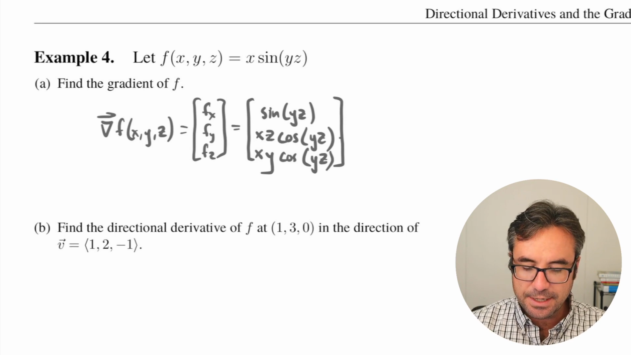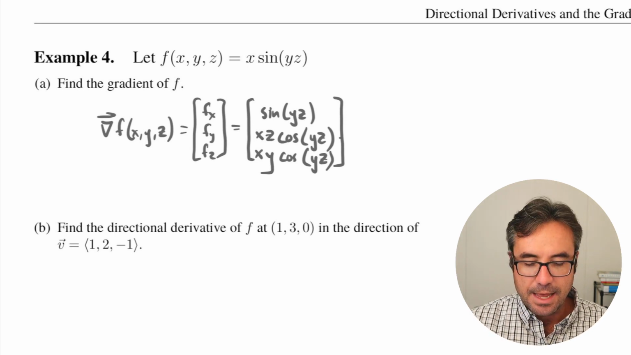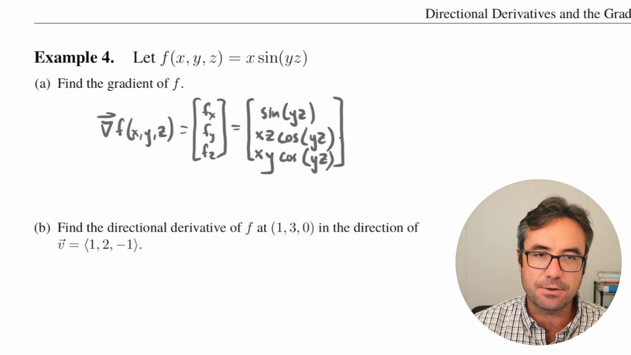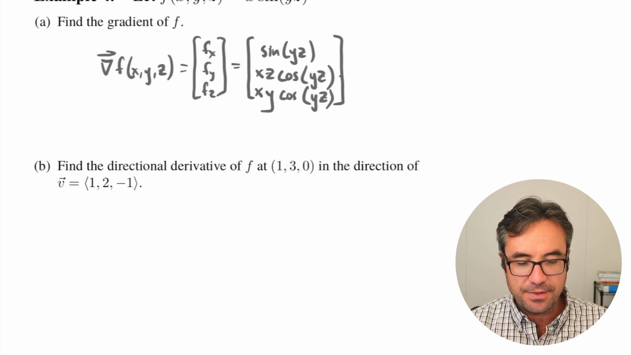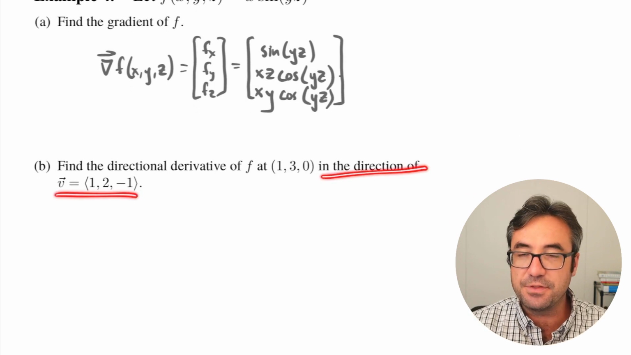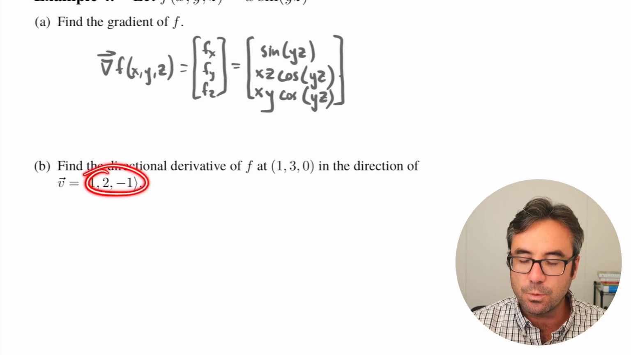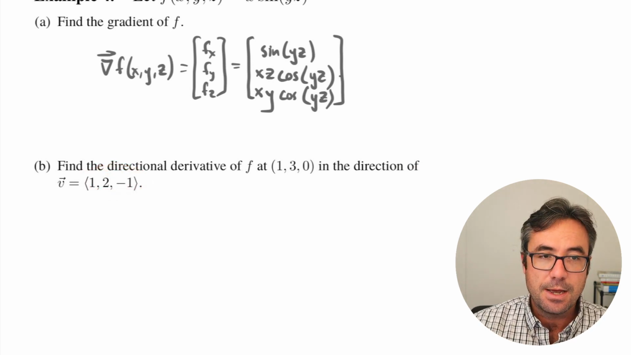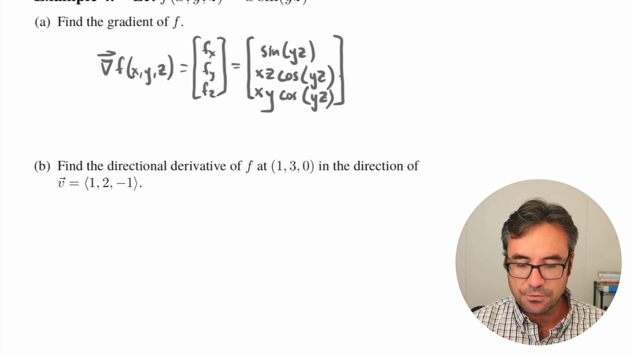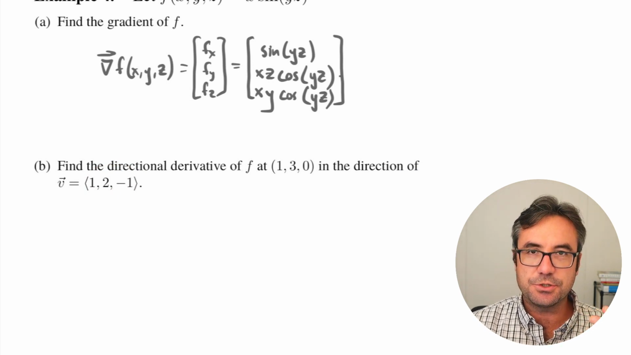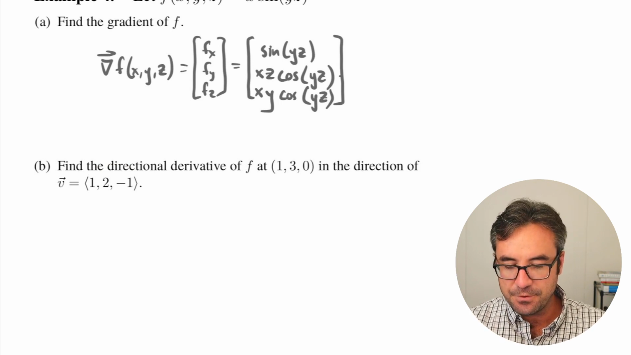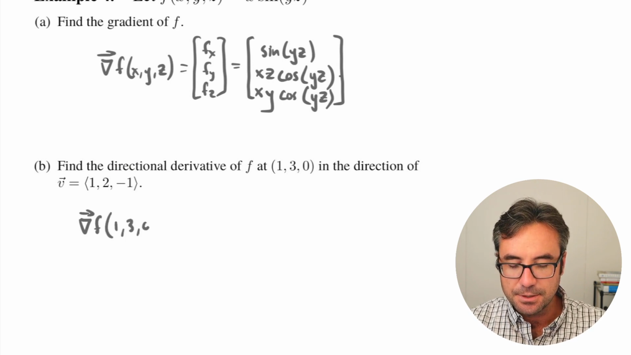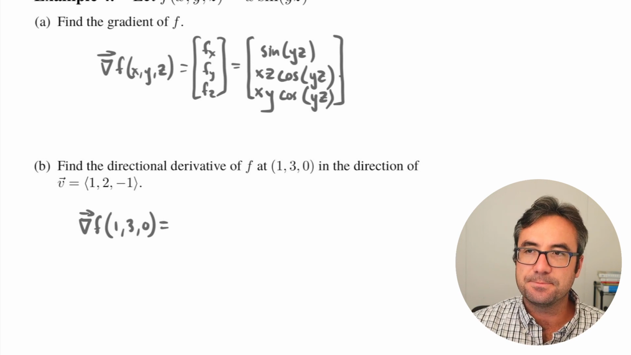All right, so now let's actually get the directional derivative for this function at this point (1, 3, 0). Let's try this out. We're going to find the directional derivative in the direction of this vector v, which has components 1, 2, -1. First of all, there are two things we have to do before we actually calculate the directional derivative. We have to figure out the value of our gradient at our point. So let's start with that.